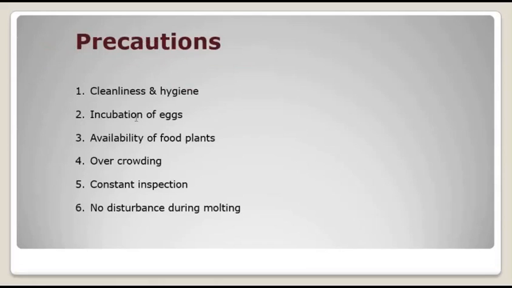Come to the precautions. What precautions do we take while processing or while rearing the silk moth? So the first is cleanliness and hygiene. Cleanliness and hygiene is again a very important factor while rearing the silk moth.